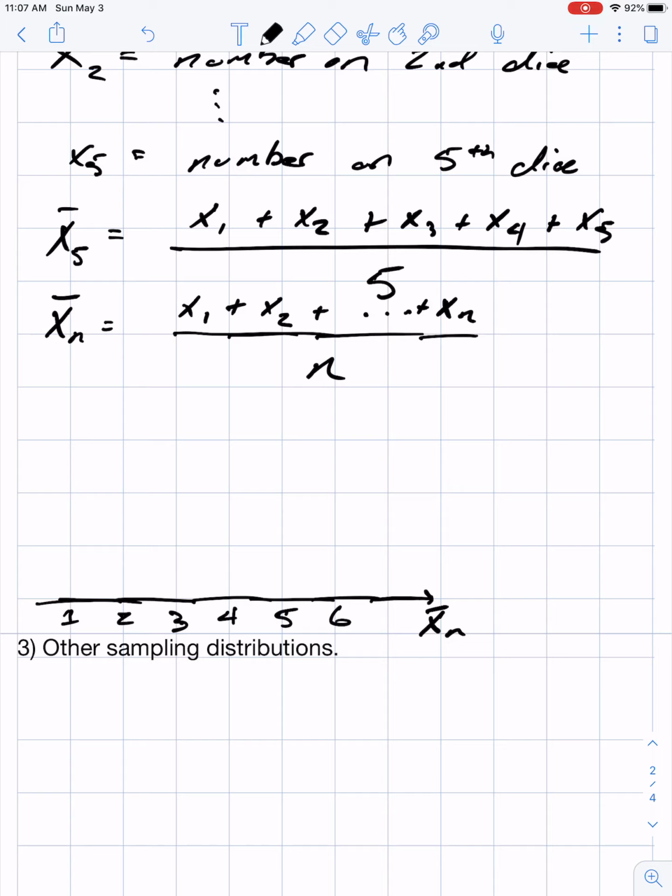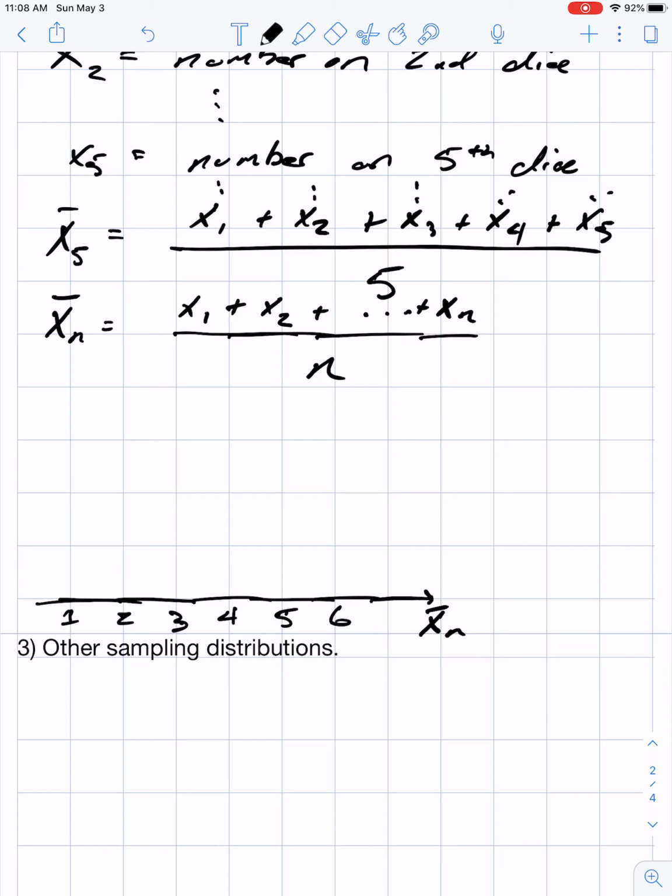Well, notice that to get an average of 1, there's only one way to do that. Every single number, x1, x2, x3, x4, and x5 have to all be 1. Because then I'd have 1 plus 1 plus 1 plus 1 plus 1, which would be 5. 5 divided by 5 is 1. That is the only way to get an average of 1. If I get any number other than 1, my average will be higher than 1, right? Also, 6 is the same way. The only way to get an average of 6 would be to get 6, 6, 6, 6, and 6. And then that would be 30 divided by 5 would be 6.